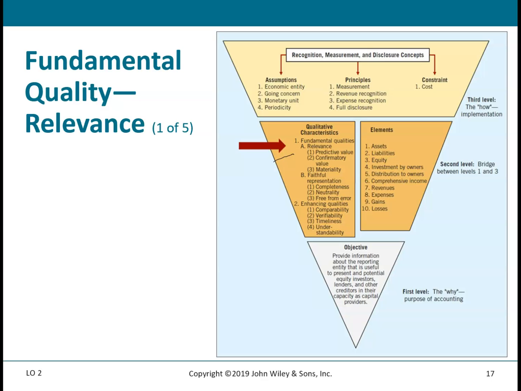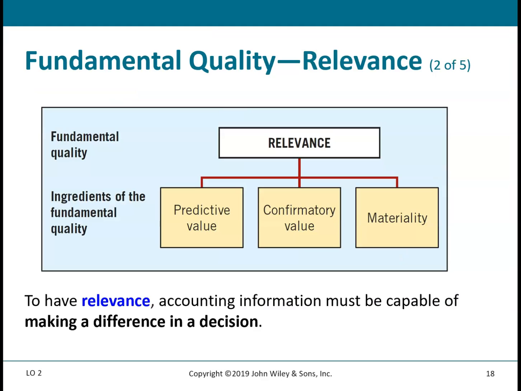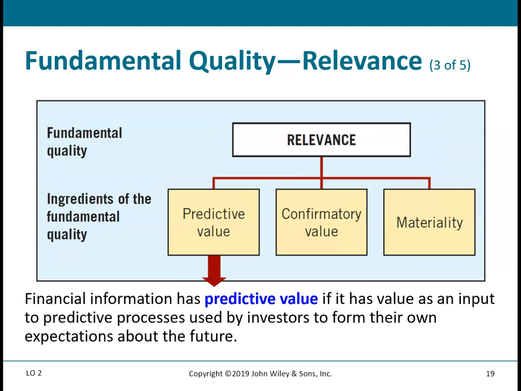All right, now we're going to break it down a little bit further. So under the fundamental qualities, we're going to first talk about relevance. In order to have relevance, accounting information must be capable of making a difference in a decision. So it's relevant if it makes a difference in a user's decision. So that's the fundamental quality called relevance. In order to be capable of making a difference, it must have the ingredients of predictive value, confirmatory value, and materiality. Let's first look at predictive value.